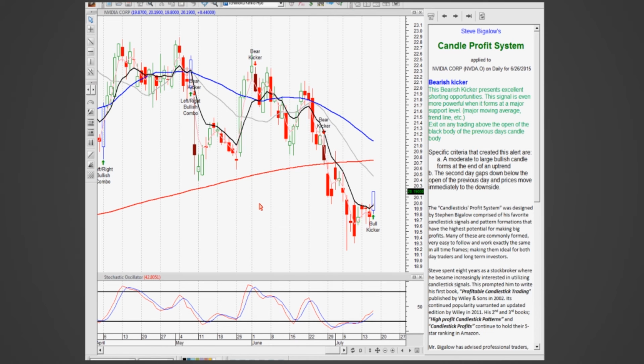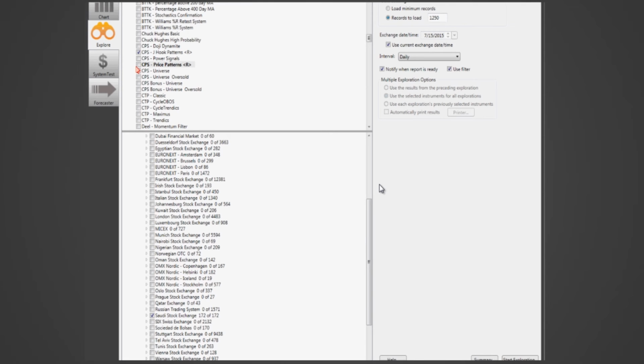Can we scan for both price patterns and candlestick reversal patterns in the same search? That's a really good question. Not in the same search, but you can run them at the same time. So for example, if you wanted to find price patterns and the power signals, you can just select the 2 that you want, click on Start. It actually runs them one at a time, but it's going to show you the reports. It'll do them all at the same time.